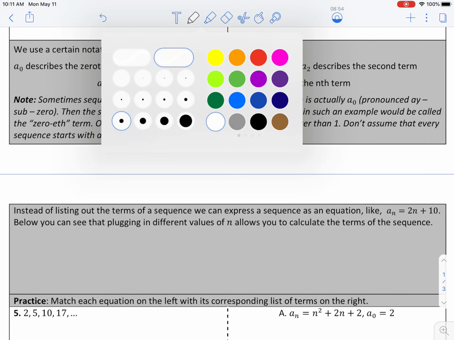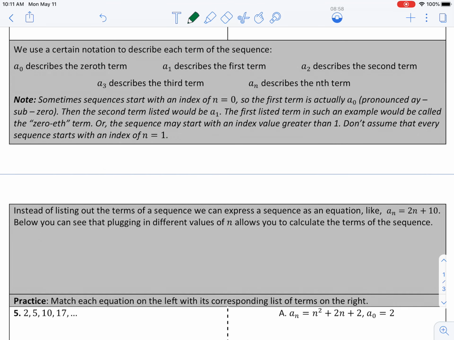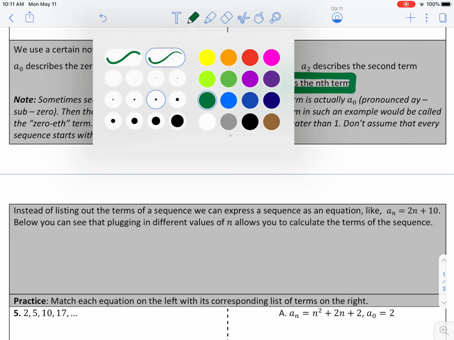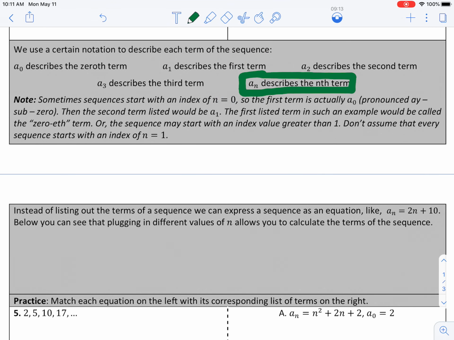Okay, so before we get too much further, we need to unpack some notation here. We use a certain notation to describe each term of the sequence. I'm going to start with the most general case here. It says a sub n describes the nth term of a sequence. That means that as I change that n value, I am talking about different terms of the sequence.